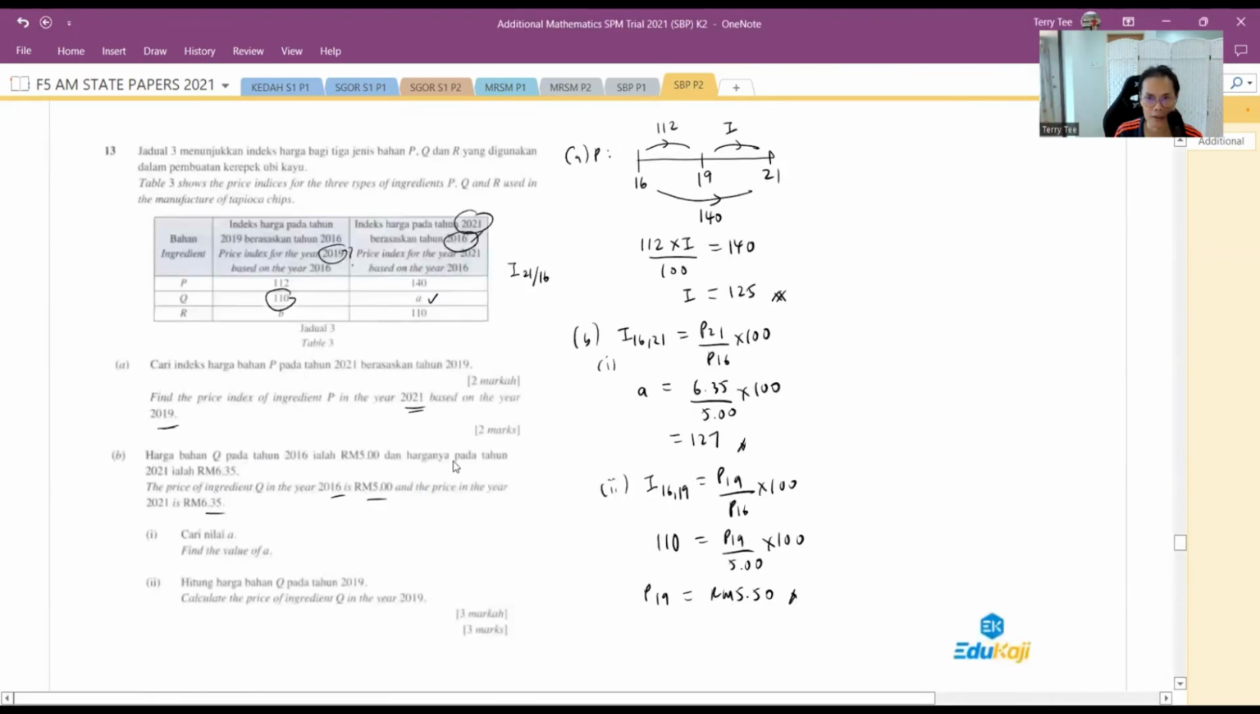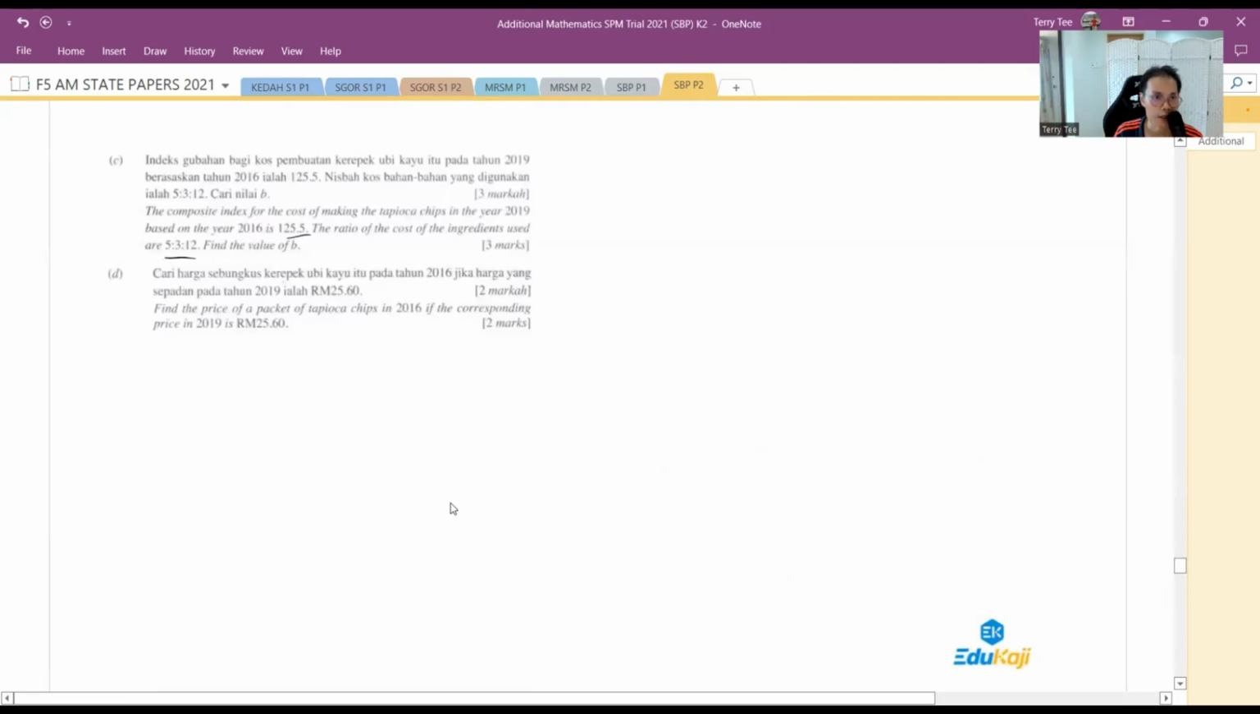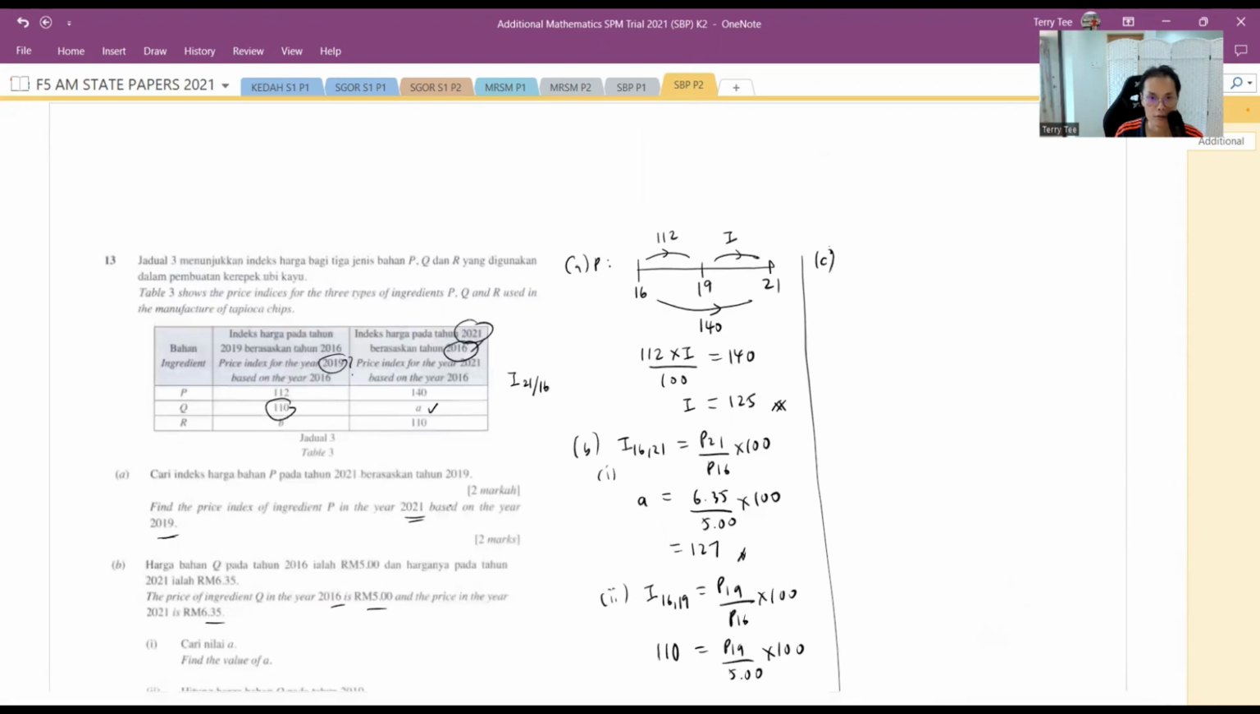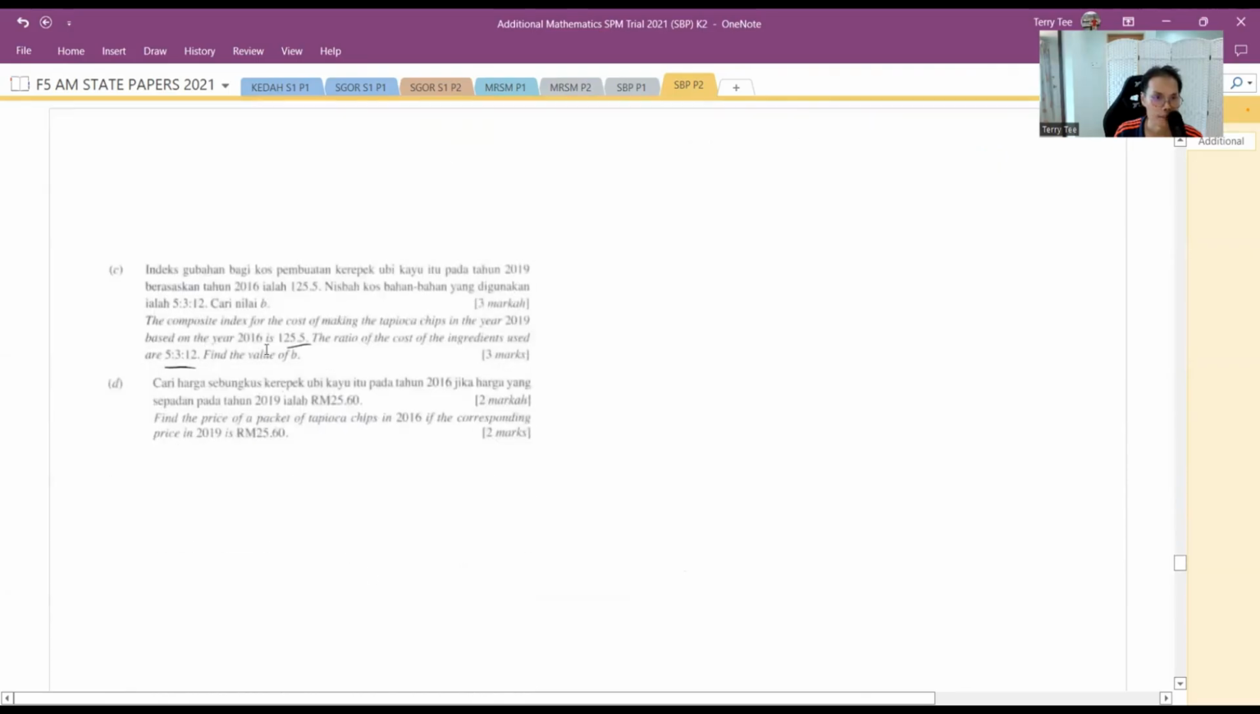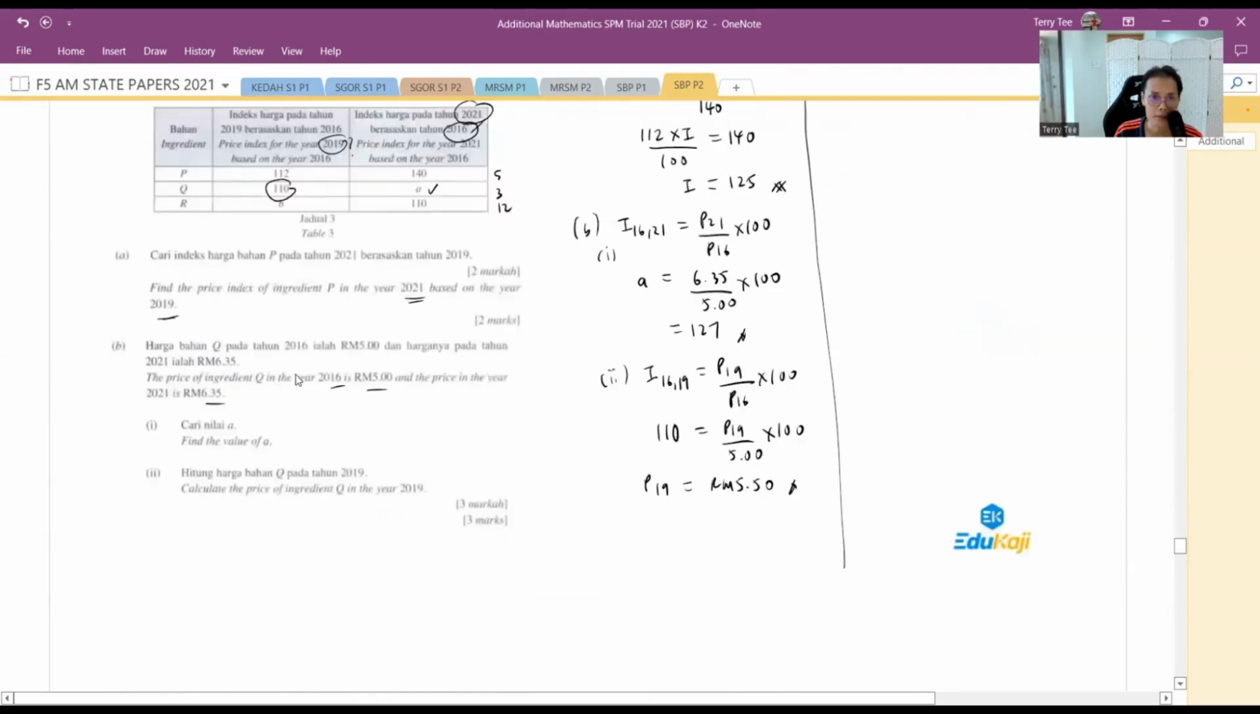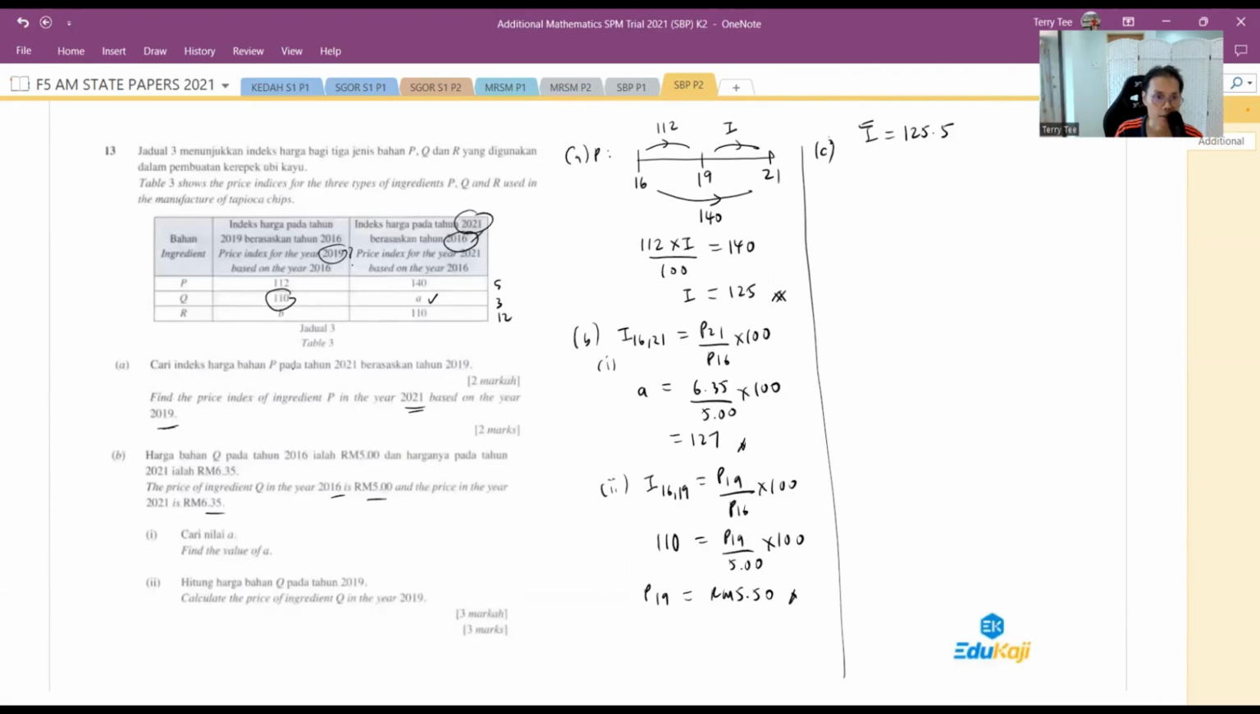So I think it's better for me to do it over here because I can show you from the table, right? This is part C. We know the ratio. Let me check again. The ratio is 5, 3, 12. Composite index is 1 to 5.5. And this is year 2019 based on 16. 19 based on 16 means I have to use this one.